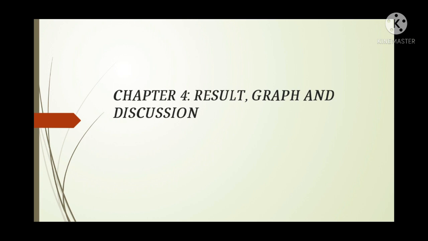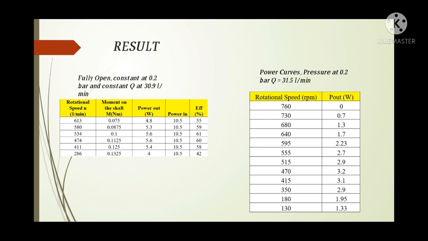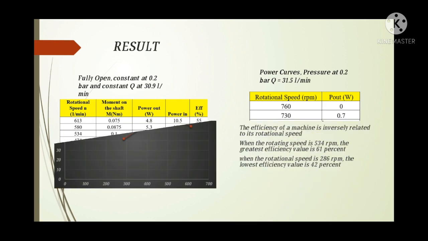Next, we will continue on chapter 4, which is result graph and discussion. As you can see, this is the result for the experiment. The left side is the fully open, with constant pressure 0.2 bar and constant Q at 30.9 liters per minute. The right side is the result for the power curve, with pressure at 0.2 bar and Q equal to 31.5 liters per minute.